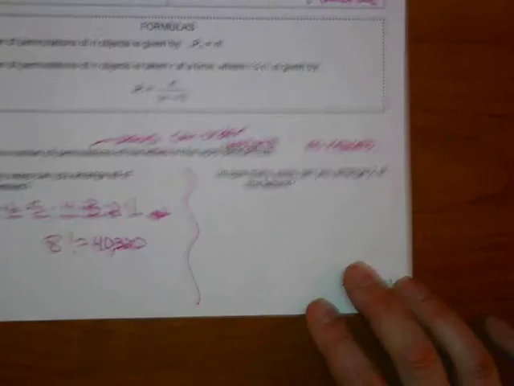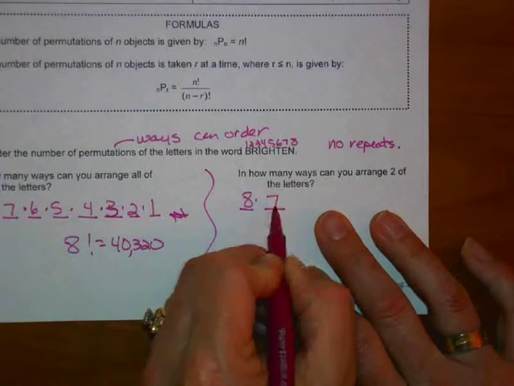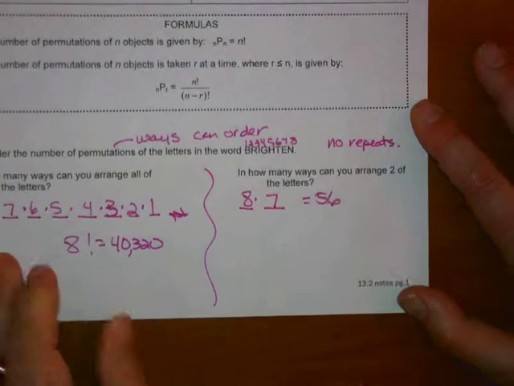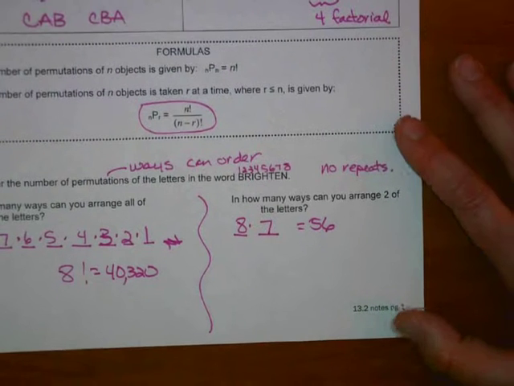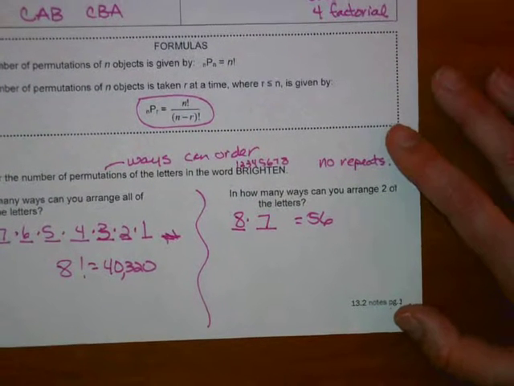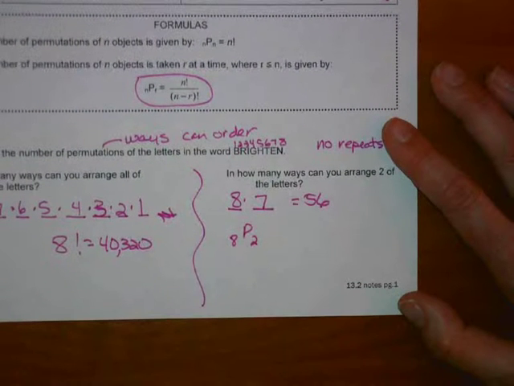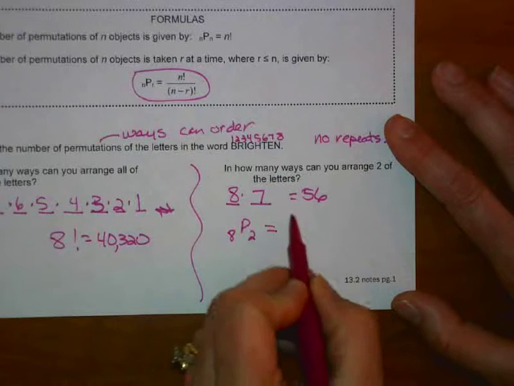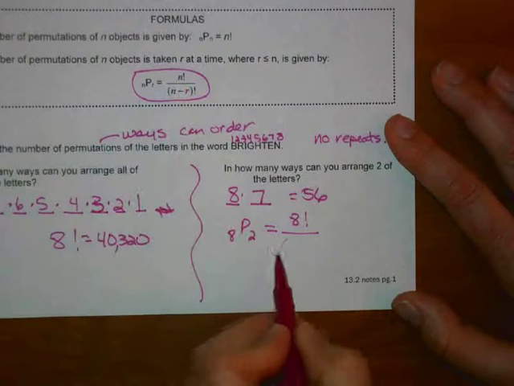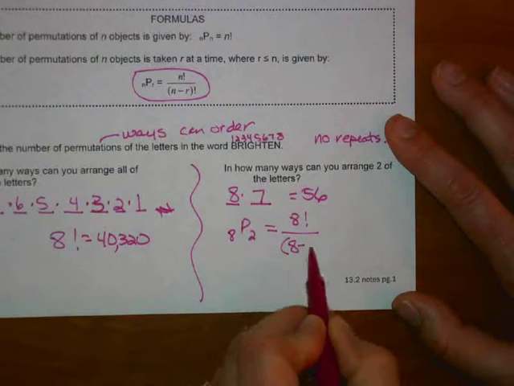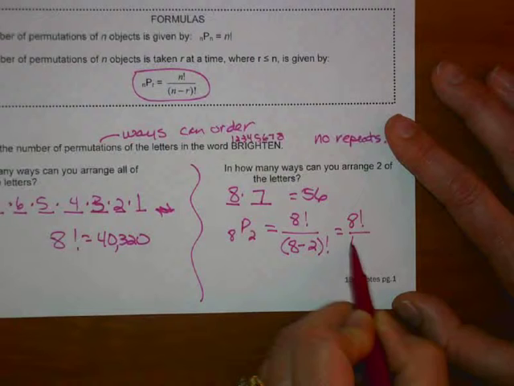So, in that sense, in how many ways can you arrange 2 of the letters? Well, I only have 2 spots to fill, so it's 8 times 7, which is 56. But we're going to use this formula because I have 8 permutate 2. I only want to do 2 of them. So I'm going to plug it into this formula. 8P2, how many ways can I arrange 2 of the objects out of 8, equals 8 factorial, that's the total number of objects, over the total minus the 2 that I want to arrange. So that's actually 8 factorial over 6 factorial.